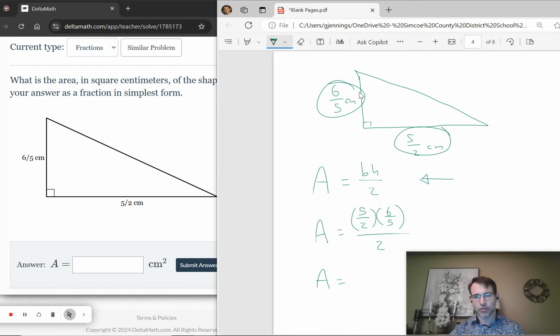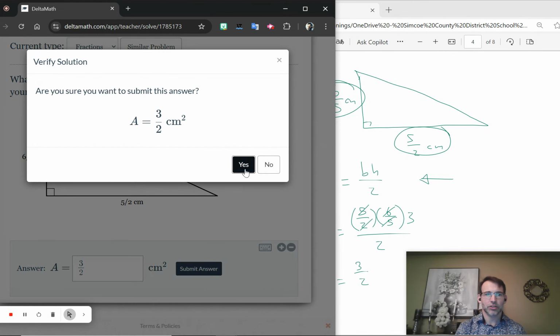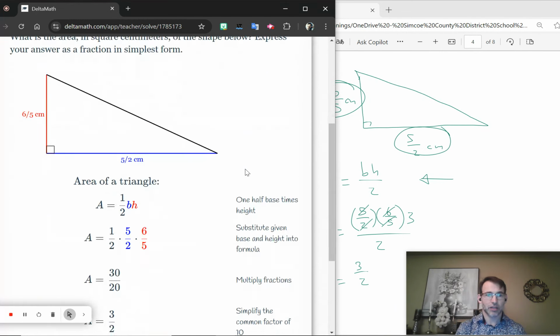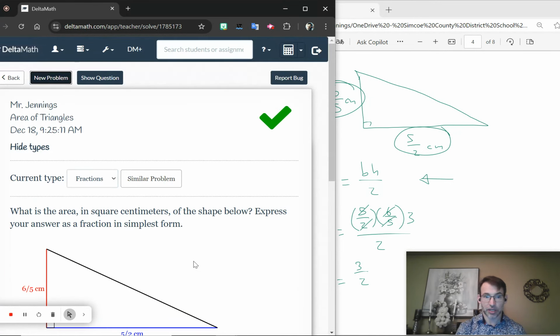And then I use my fraction skills to do this. Watch this. 5 divided by 5 is 1. 6 divided by 2 is 3. So the area is 3 on 2. I wonder if it will accept the fraction answer. I would naturally give this as 1.5 square centimeters, but it may like this just fine. Yeah, it likes it fine. I'm 99% sure it will take a decimal as well.